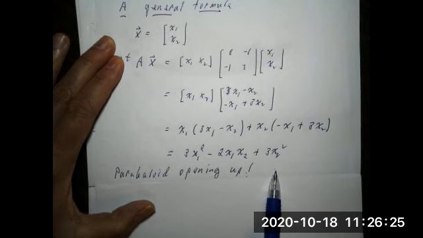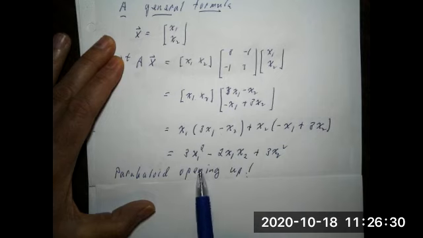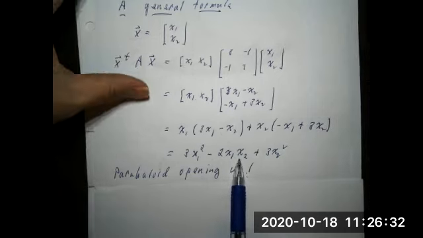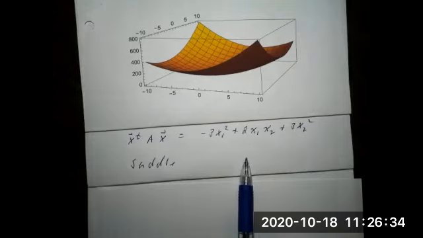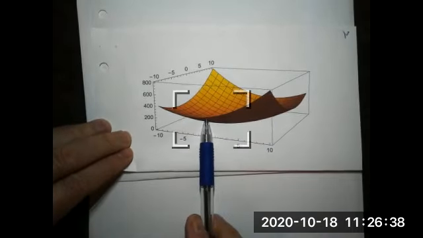If you've seen some multivariable calculus before, you may recognize this as a function of two variables. If we graph it, it is in fact a paraboloid opening up. It has a graph that looks like this.